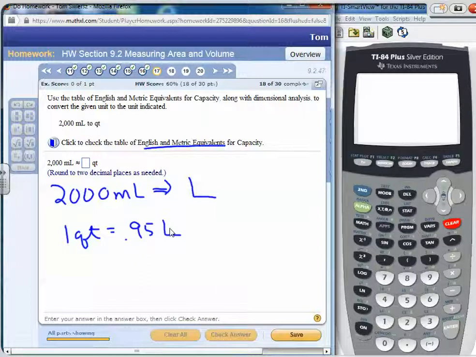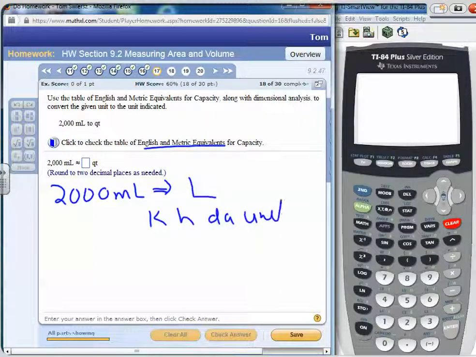So we've got 2,000 milliliters, and remember for the metric system: kilo, hecto, deca, the unit, deci, centi, and milli. So milliliters is right here. We got 3 jumps to get the unit by itself, which is liters, so we move the decimal 3 places to the left. So 2,000 milliliters is equivalent to 2 liters. Metric to metric conversion.